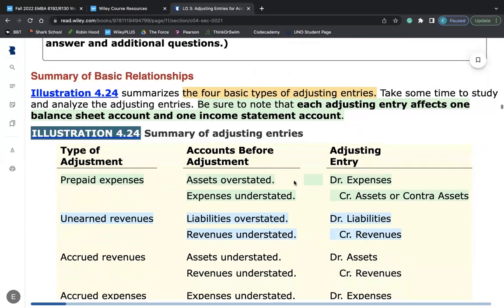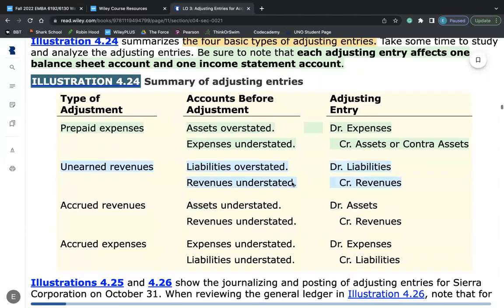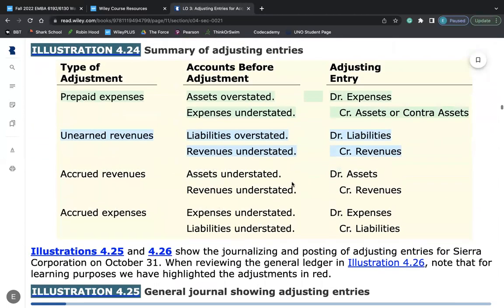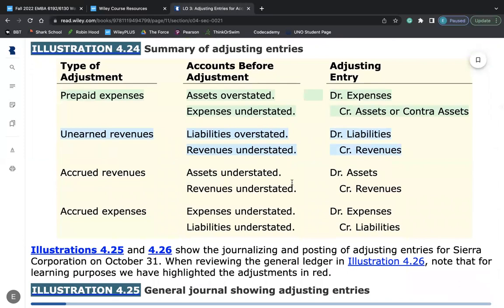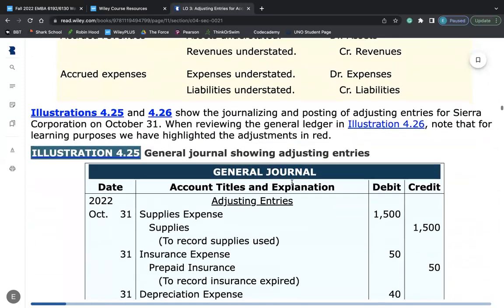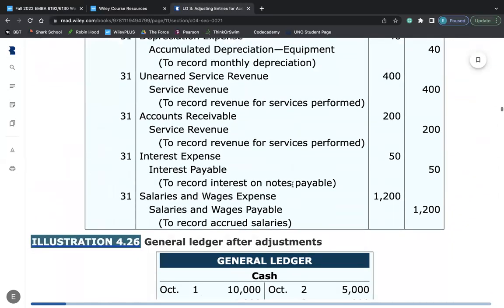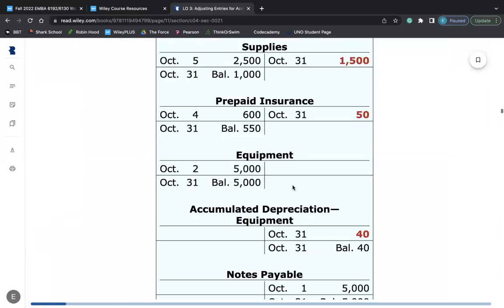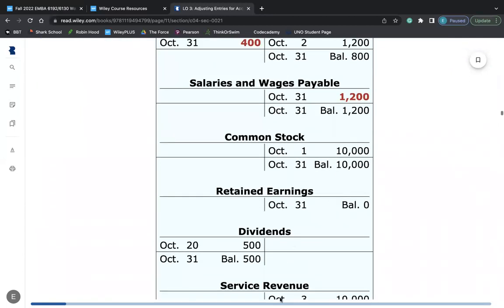All right, this chart right here, learn it, love it. It's a huge summary. These are all notes.